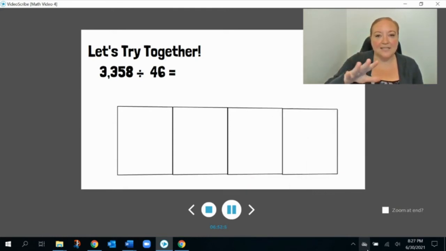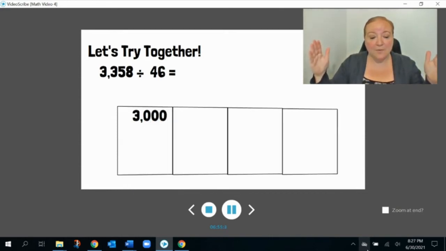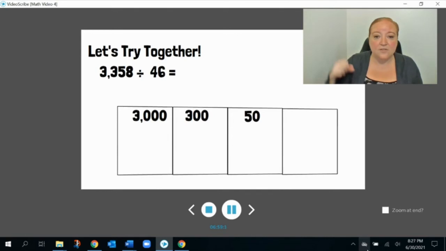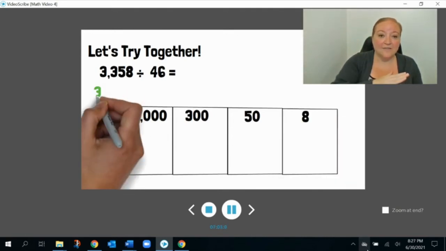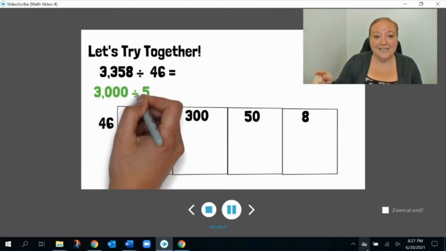So then we're going to set it up in expanded form. Remember fourth grade, you went over that a lot. So 3,000 plus 300 plus 50 plus 8. Then we're going to put the 46 on the left there because we're going to be dividing that into it.